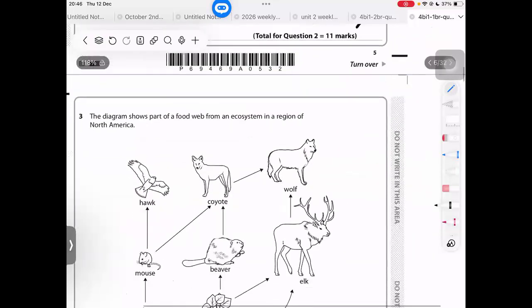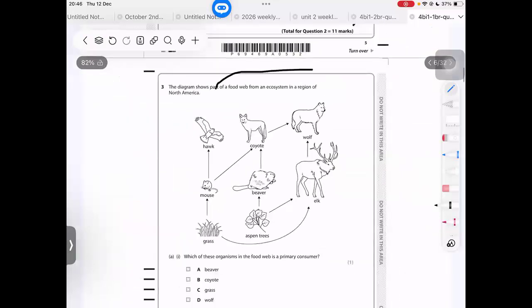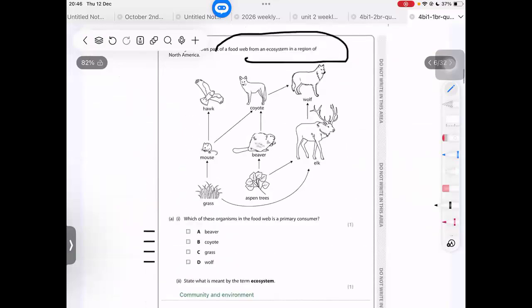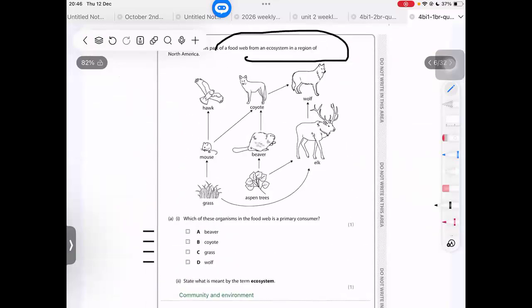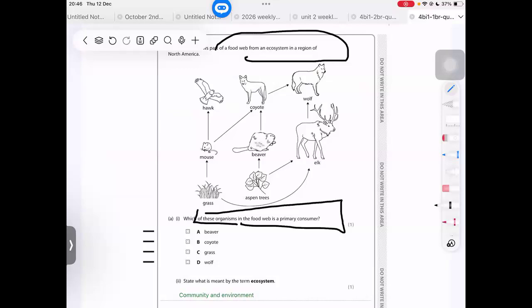Now, the diagram shows part of the food web forming an ecosystem in a region of North America. Which of these organisms in the food web is a primary consumer? Right. So, primary consumers are the ones which depend on the producers. Producers are the ones which use sunlight to make their own food. So, the producers are grass and aspen trees. Then who are the primary consumers?